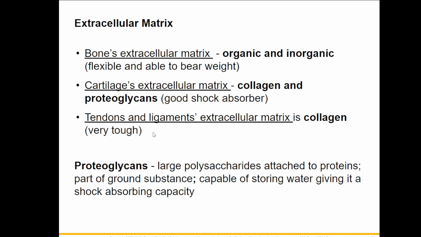But I believe that this is the first time that you are encountering proteoglycans. So, proteoglycan actually is composed of two things. Proteo, which means it is composed of protein, and glycans, which means it is composed of polysaccharides or carbohydrates. What's special about your proteoglycans is that it is capable of storing water, thus giving it a shock-absorbing capacity. That is why they are found in cartilages and it gives the cartilage that shock-absorbing capacity.